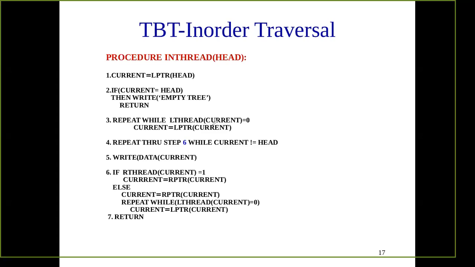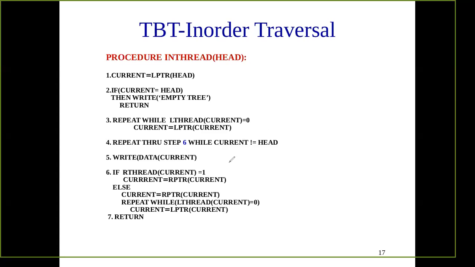So while left thread is equal to 0, left thread of this is 0, yes. So we are just traversing. That means by using this third statement, we are just moving to the leftmost side of the tree, or the leftmost node of the tree. Okay. And once we are at the leftmost node, this is just for repeating the loop.